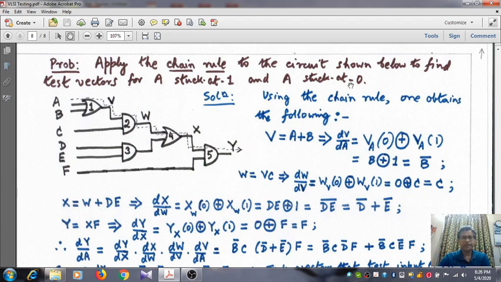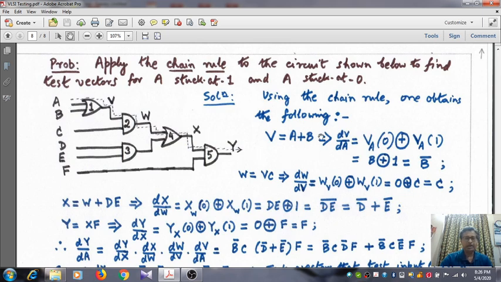We apply the chain rule to the circuit shown below to find test vectors for A stuck at 1 and A stuck at 0. A is one of the primary inputs, and V, W, X are non-primary inputs. Y is the ultimate output, a single output. If you recall, A ANDed with dY/dA gives the set of test vectors for testing a stuck-at-0 fault at A, and A bar ANDed with dY/dA gives the set of test vectors for the stuck-at-1 faults in A.